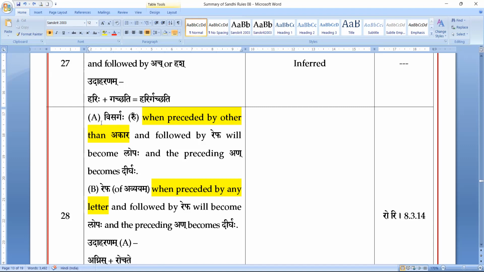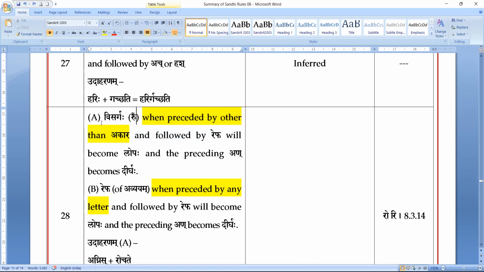Visarga, that is Ru, when preceded by other than Akara, followed by Repa. Please see. When preceded by other than akara, it means what? Ach. Other than akara means starting from i up to au, all the vowels. Visarga preceded by vowels other than akara, that is, other than the short vowel a.